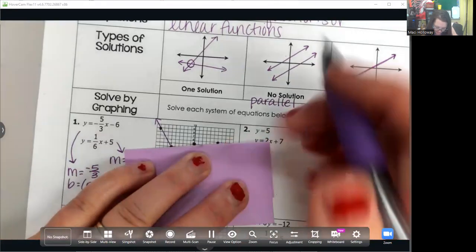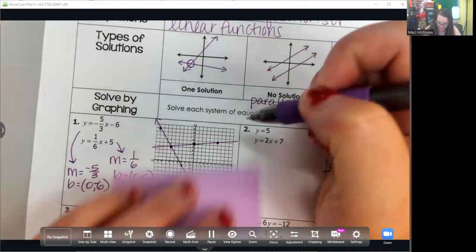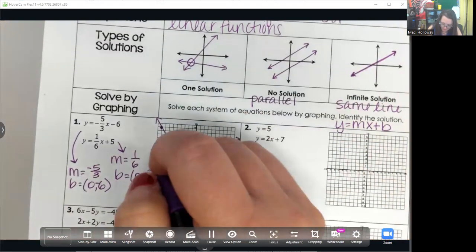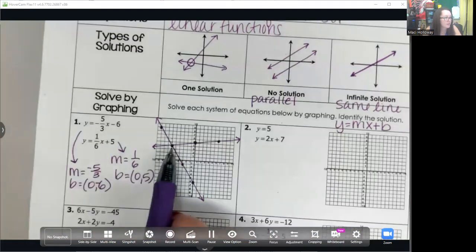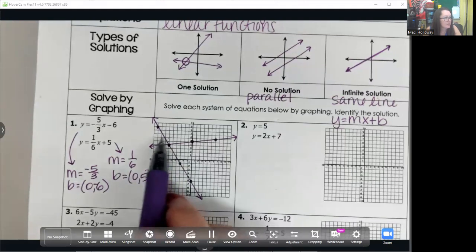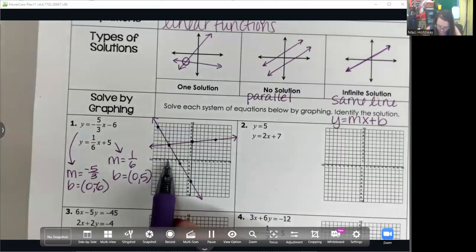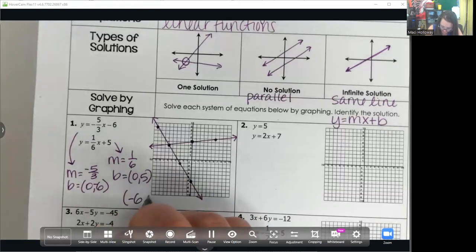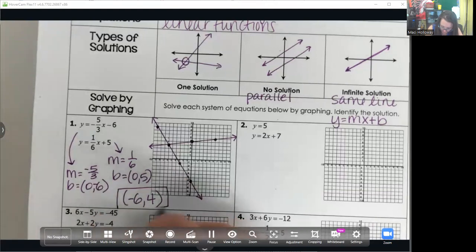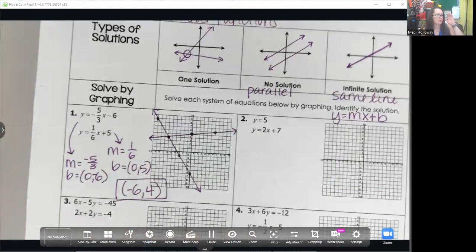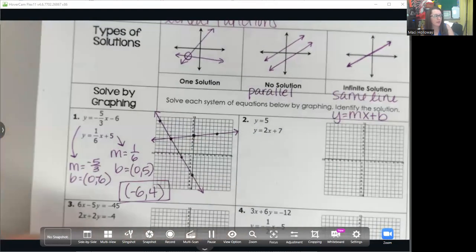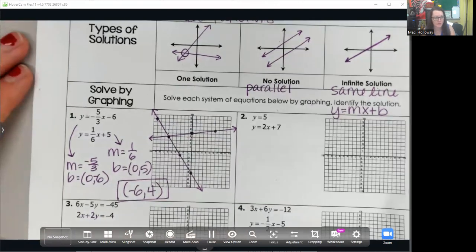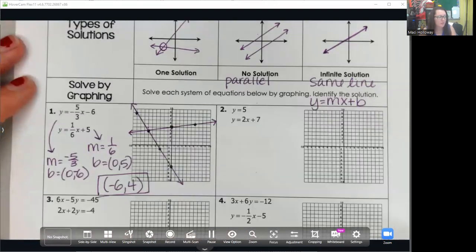So in this system of equations, we have exactly one solution. And if you notice, they cross at this point. So this point is (-6, 4). So my solution here is (-6, 4). So the solution of your systems is where your two lines are going to intersect. Let's try another one. Let's try number 2.